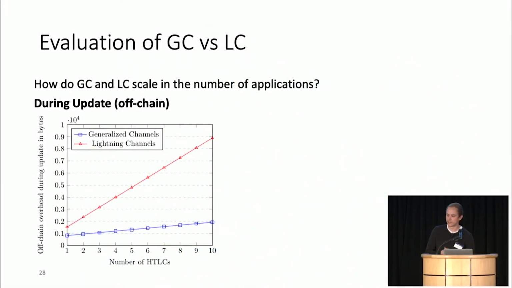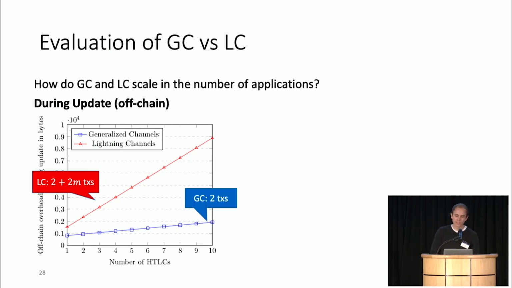So if we have M applications on the channel, this is here on the x-axis. Here the applications are HTLCs, which we've heard about in the previous talk. So the more applications that live on the channel, the more expensive it is to perform an update. You can see that in Lightning, which is the red line, we have a much steeper curve for the number of bytes that need to be exchanged. And this is because we need to take care of this punishment and exchange the corresponding transactions for this. So for Lightning, for every update where there are M HTLCs, so M applications, we need to exchange 2 plus 2M transactions, whereas in generalized channels, we only need to exchange 2 transactions. I mean, it's still not constant because the 2 transactions also have a linear number of outputs, but it's a much flatter curve.